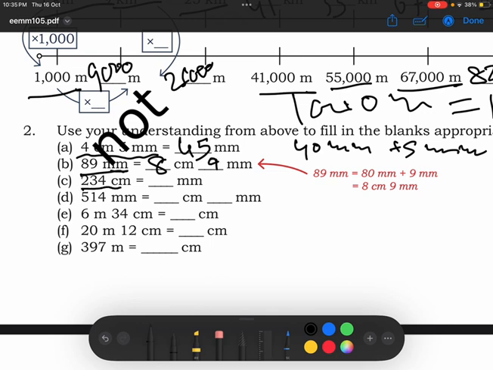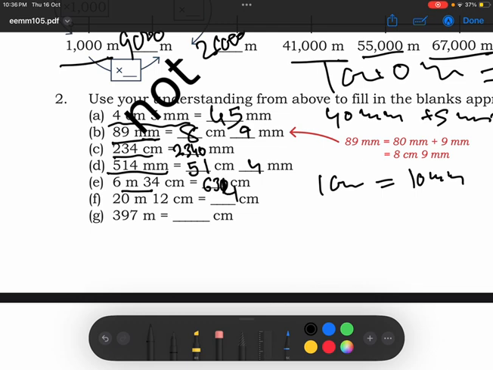Okay, here centimeter is given, we have to change into millimeter, so 2340. We will add a 0 at the starting, because 1 centimeter is equal to 10, so we have to multiply with 10. Here millimeter is given, so again 51 centimeter and 4 millimeter, 6 meter. Now here meter is given, we have to change into centimeter, so 1 meter is equal to 100 centimeter, so 6 meter will be 600, and 34 centimeter is already there.